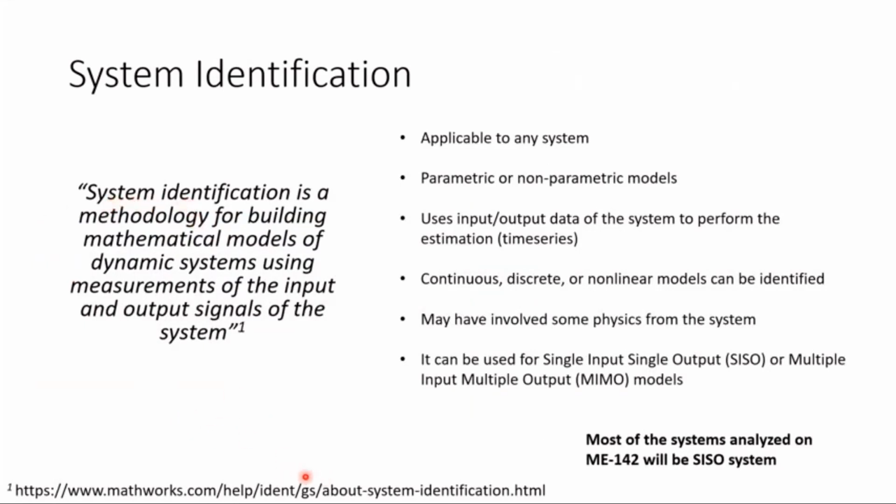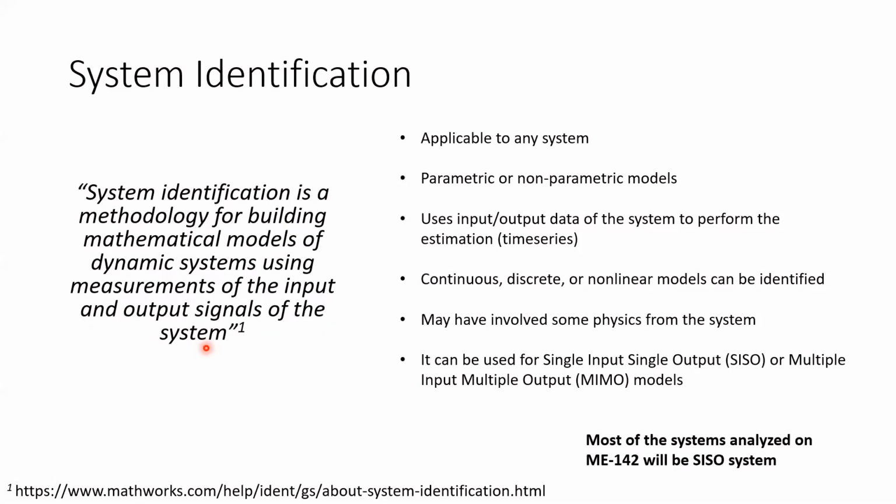Based on these Matlab definitions, we can say that system ID is a methodology for building mathematical models of dynamical systems using measurement of the input and output signals of the system itself. What does it mean? Usually we don't know the ODEs that satisfy the behavior of the system. The only thing that we have is the input and output data streams. And this is the most common scenario in industry and real life. We just have the input and output data.